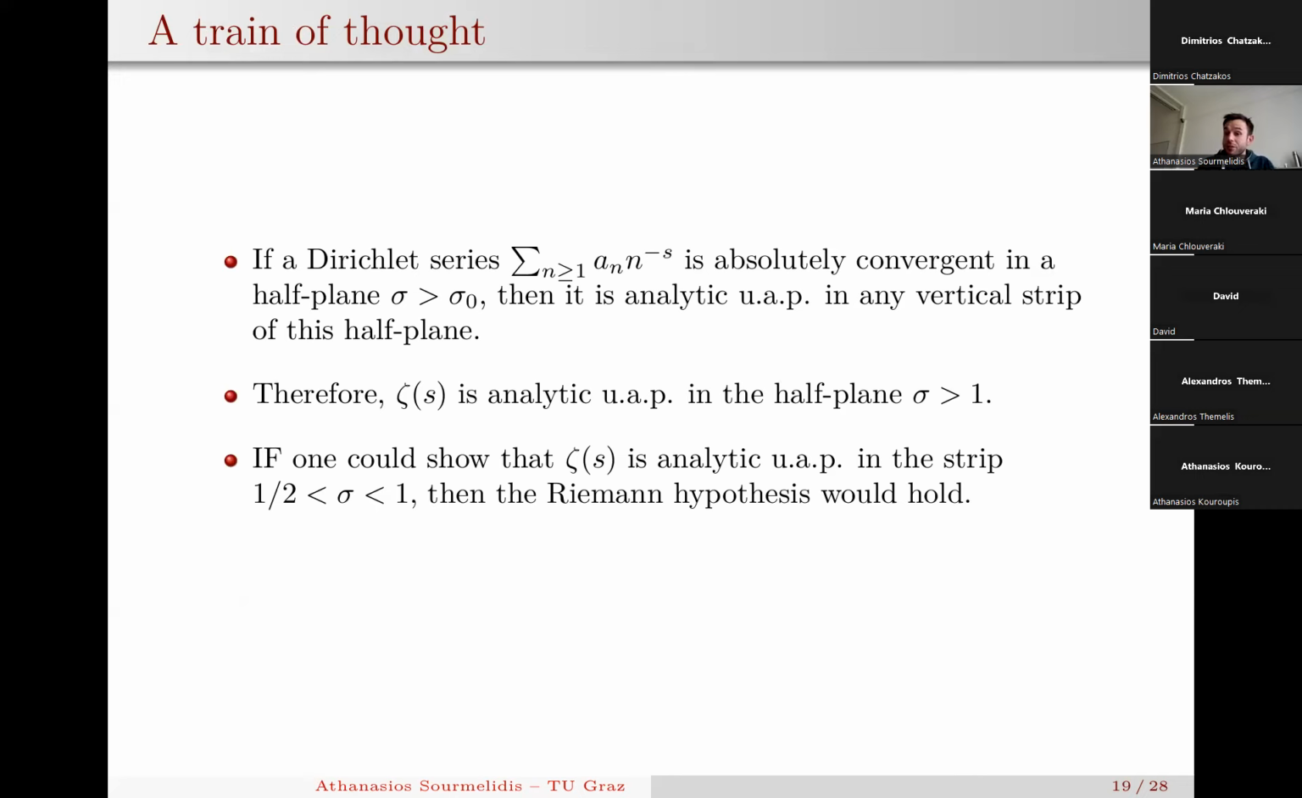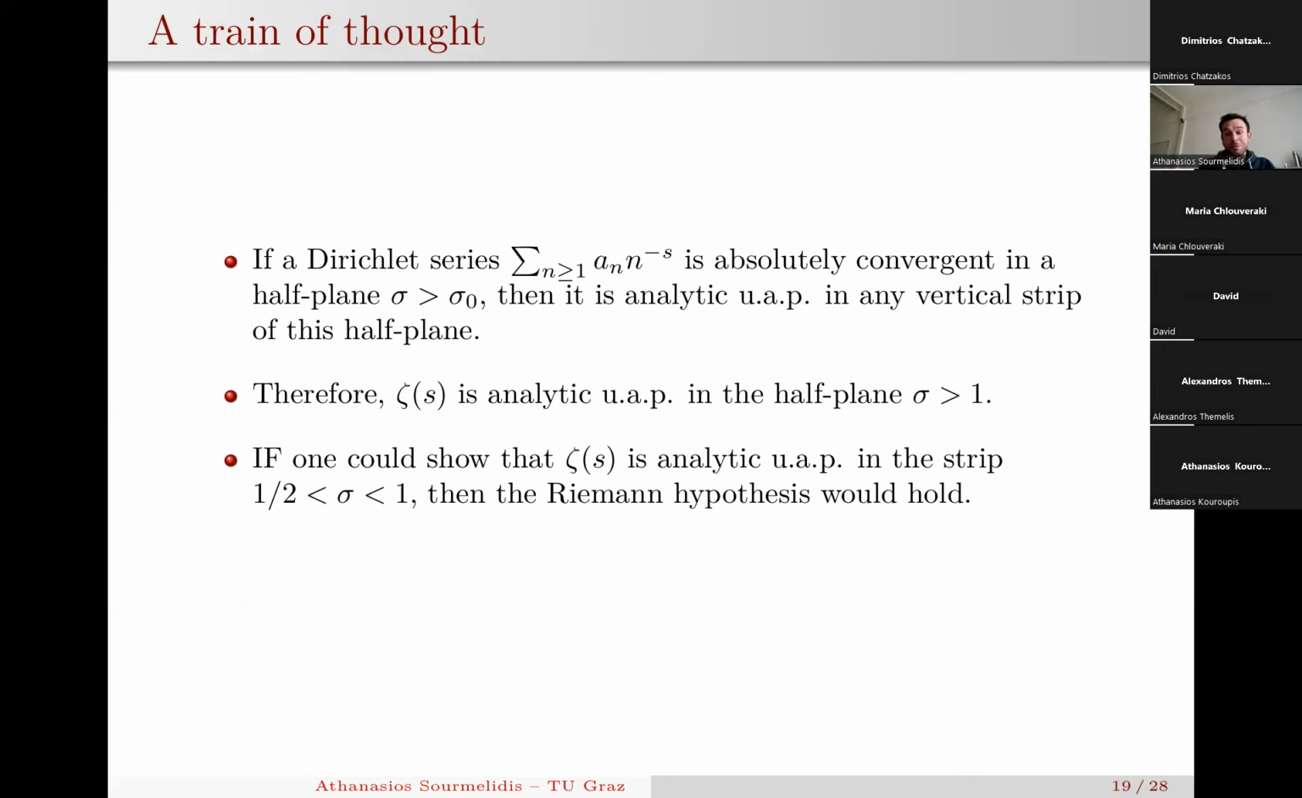And the Riemann zeta-function is such an example of an absolutely convergent Dirichlet series in the half plane sigma greater than 1. So it should also be uniform. So it's definitely analytic almost uniformly almost periodic. And then his question is, could we show that the Riemann zeta-function has also this property to the left of 1, inside the strip 1/2 to 1? Because if we could really show this property for the Riemann zeta-function, then the Riemann hypothesis would hold.